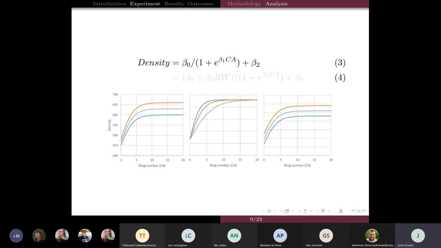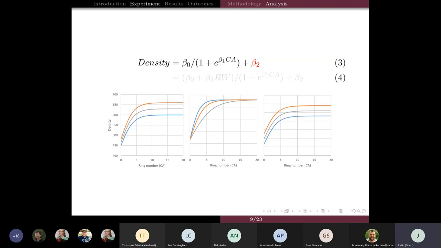Density was similar, but the parameterization was a bit different. Or it was the same model, but the parameters mean something slightly different because of the nature of the density profile. So in the first case, the first parameter affects the upper asymptote, which could be your mature wood values. Then your second parameter is the same as the previous model, influencing your rate of change, corresponding to this middle graph over here. And then your third parameter corresponds to an intercept value, which has an equal effect at all cambial ages.